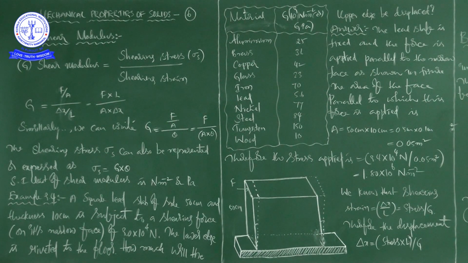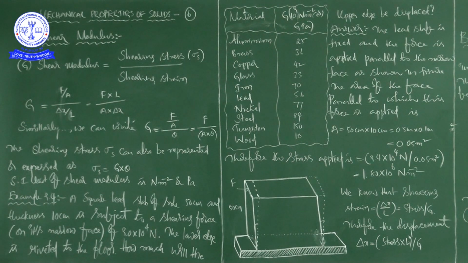One more observation: here we have a list of values of shear moduli for different materials. For aluminum 25, brass 36, copper 42, glass 23, iron 70, lead 5.6, nickel 77, steel 84, tungsten 150, wood 10. Out of all these, which has the highest value of shear modulus? Tungsten, with a value of 150. And the least value is 10, which is for wood.